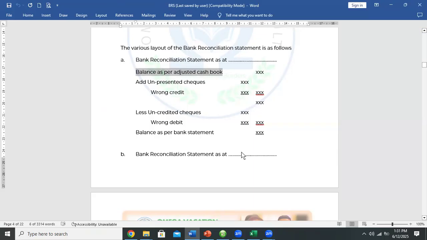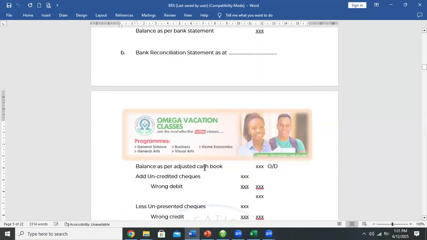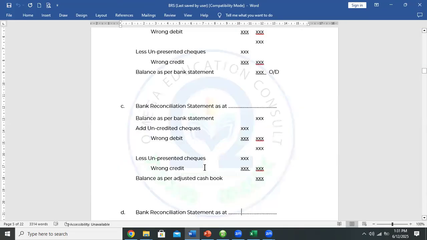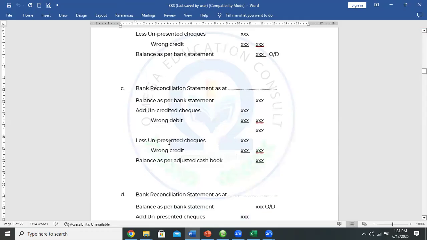But if you go for starting with the balance per the bank statement, you add uncredited checks and you less unpresented checks. Please, any question? If I have confused you, don't worry, ask me so that I can explain it better.